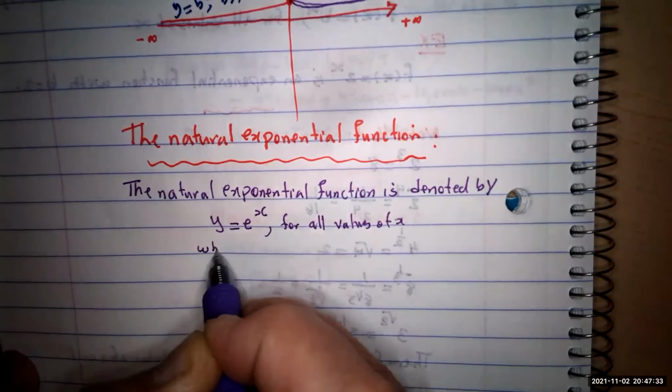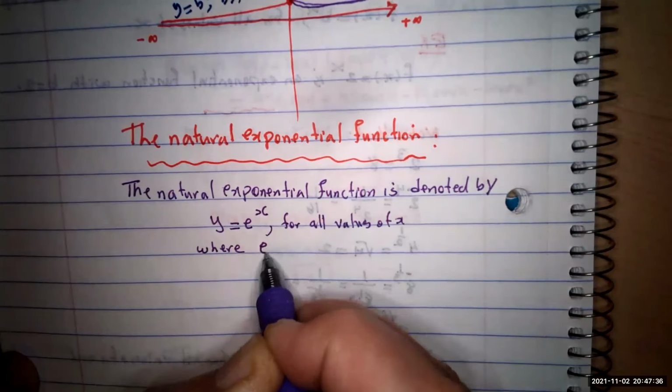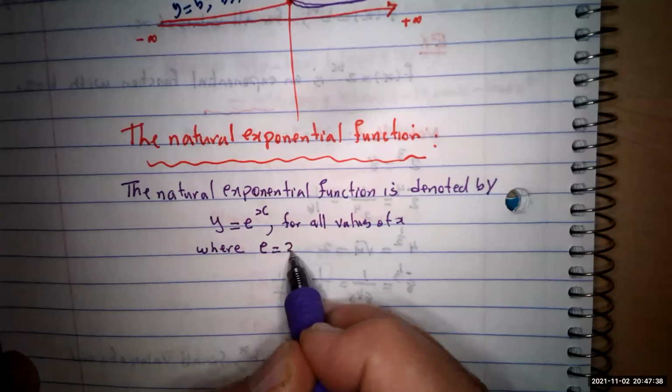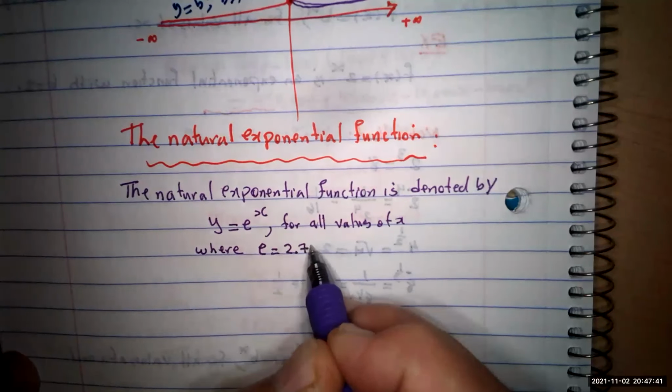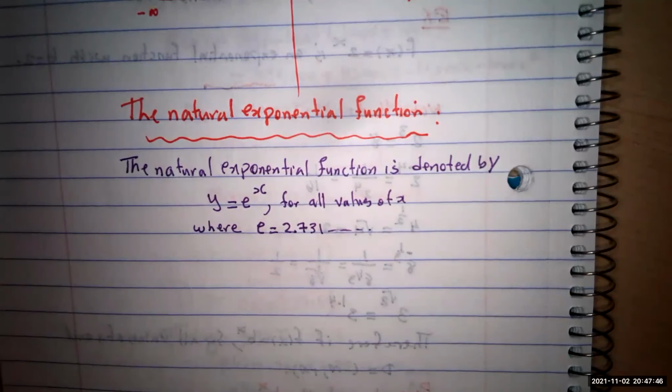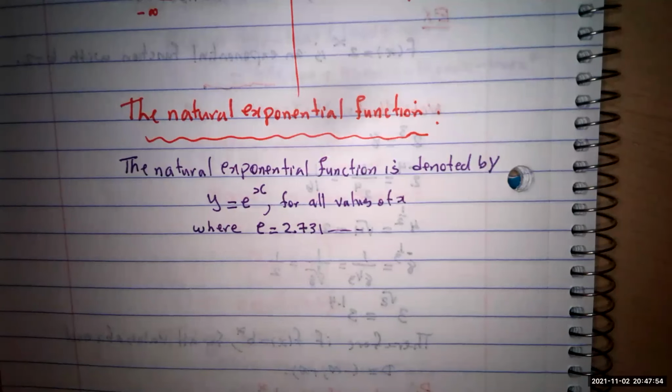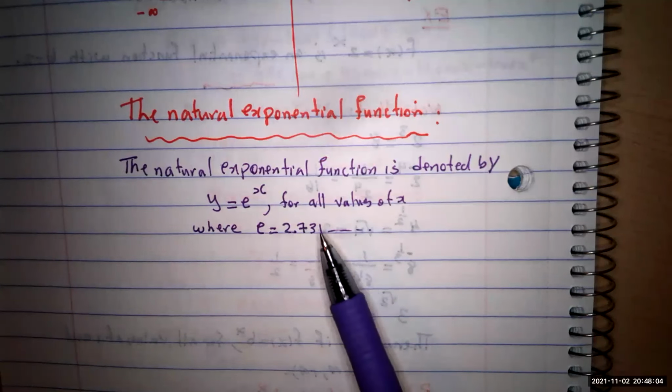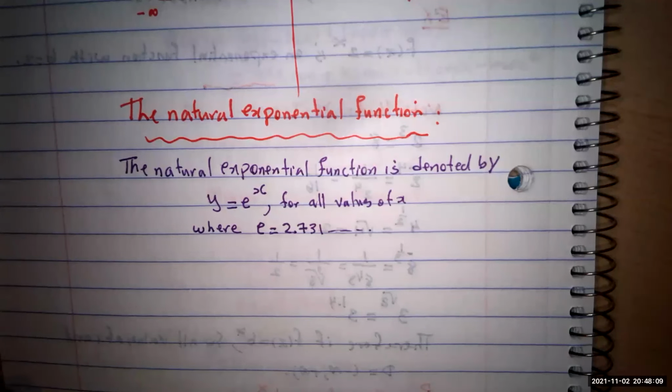where this e is a number like pi. It's not something like 2.731, etc. Of course, it's an irrational number, like pi. Pi is not 3.14. So e is the same thing. So this base is very much consistent with whatever we like to do. Especially, we are interested in the rate of change, and this base is more popular than the other ones.